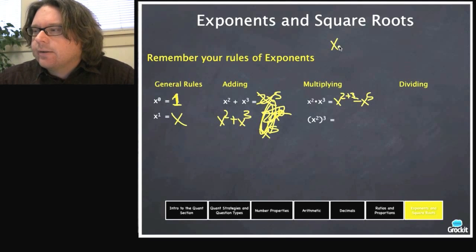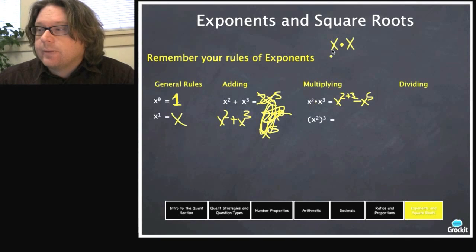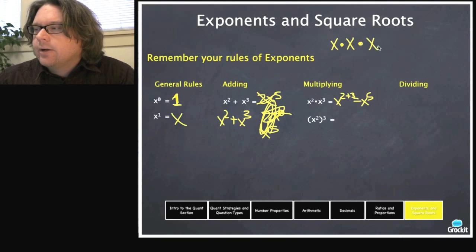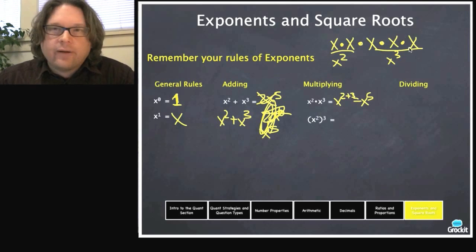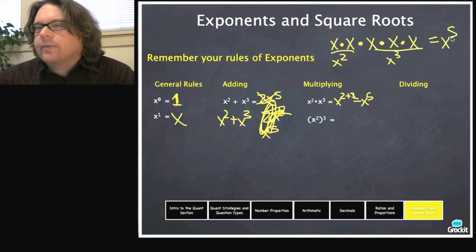So x squared is x times x, and we're multiplying that times x to the third, which is x times x times x. So that's our x to the third right there. This is our x squared right here. Multiply the two together, we have 5 x's. That's x to the fifth.